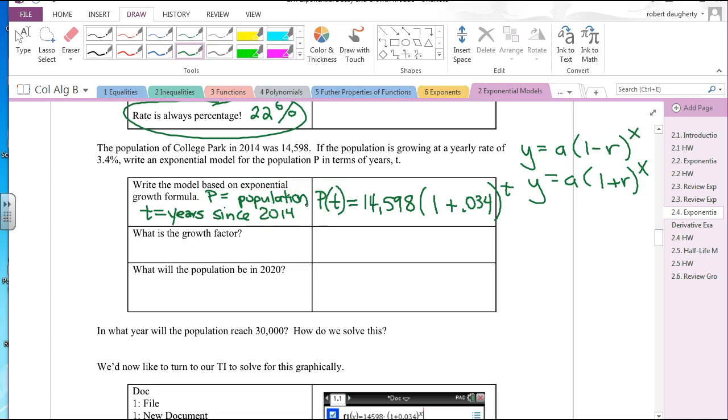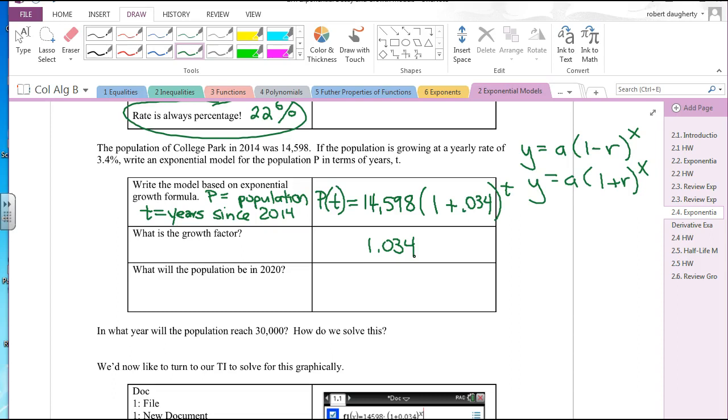Okay? What is the growth factor? The growth factor is what? Is a number. 1 plus what? 0.034. So it's 1.034. Okay? The growth rate is 3.4%. The growth factor, the number inside the parentheses that I'm raising to an exponent, is 1.034.